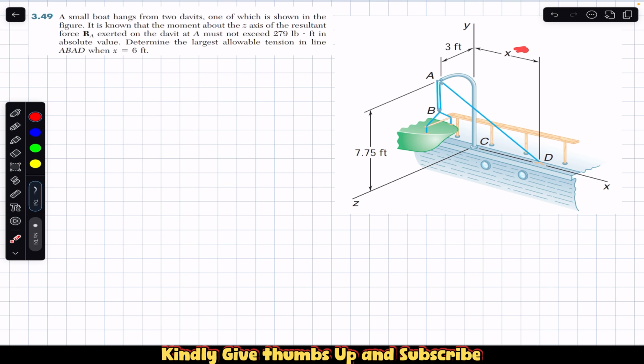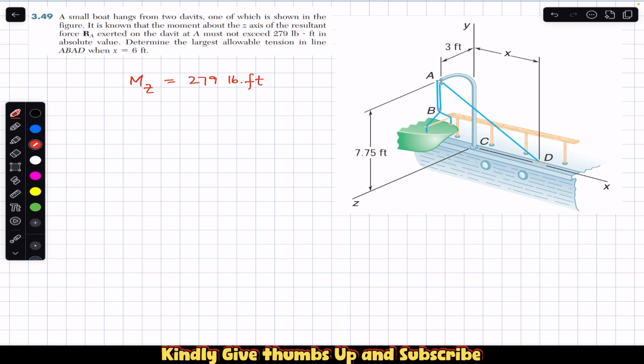So if this x is equal to 6 feet, we need to find the maximum tension in this wire so that we must have the moment about the z-axis equal to 279 pound-feet. So we are given that the moment about the z-axis is 279 pound-feet. We have already solved this problem in problem 322.